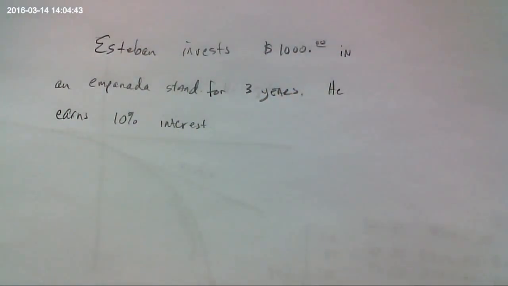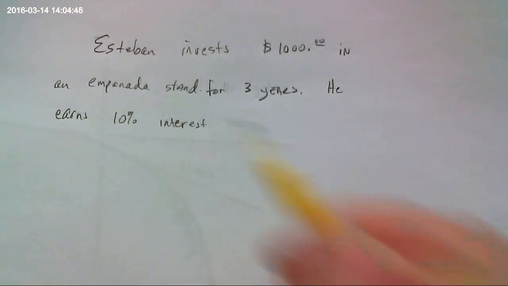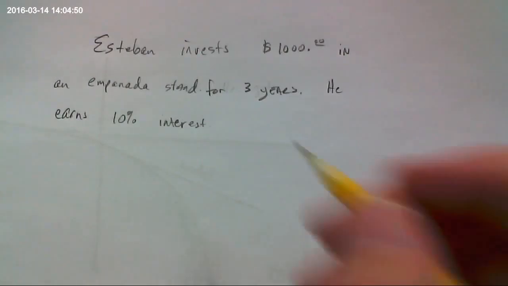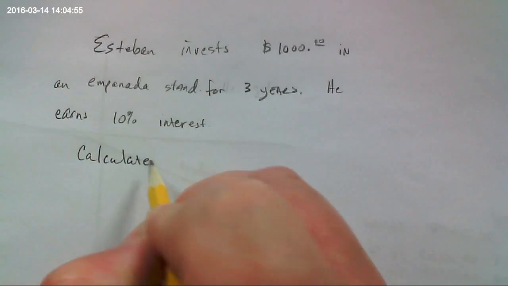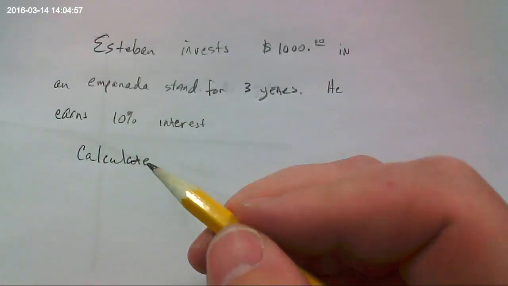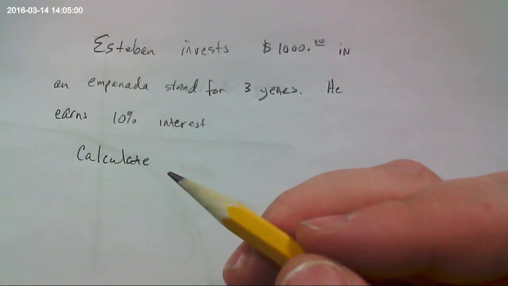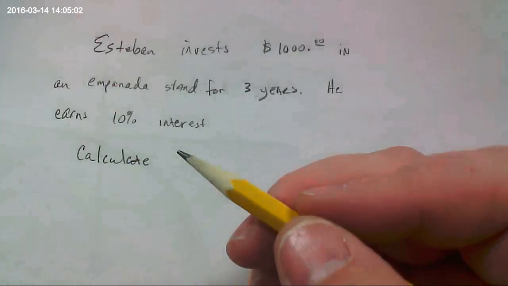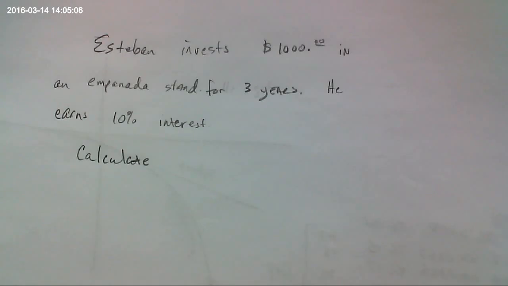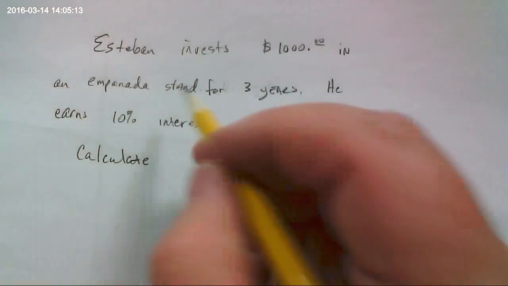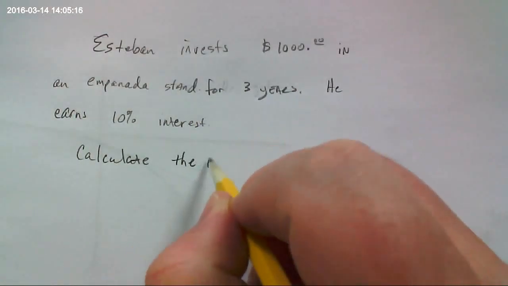He earns 10% interest. That's supposed to say interest right there, Felipe. Alright, he earns 10% interest. Now you have to be careful, because sometimes it asks you to calculate the amount after the time. Sometimes it just asks you to calculate the amount of interest. You know the difference? Ms. Banda, if it asks you for the total amount, it would be the original plus the interest. If it just asks you for the interest, then it's just how much interest was earned. Okay, calculate the interest.